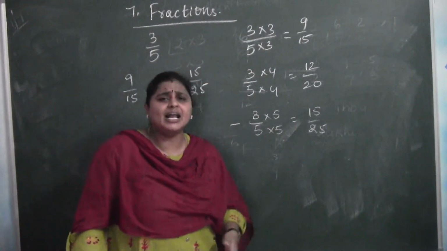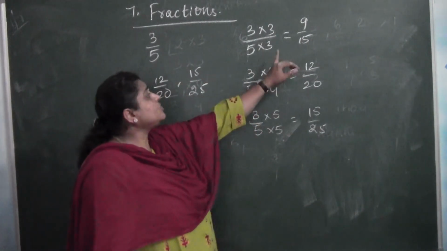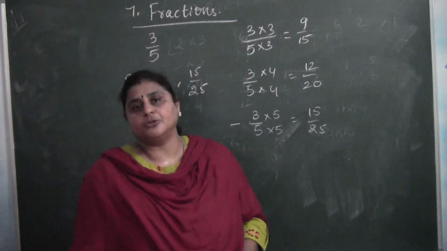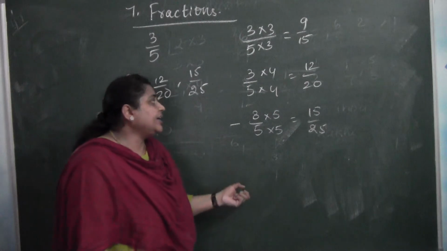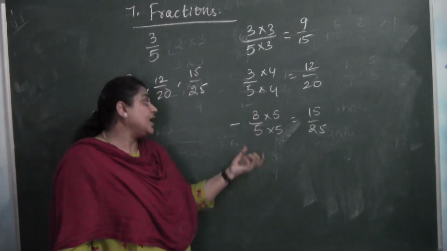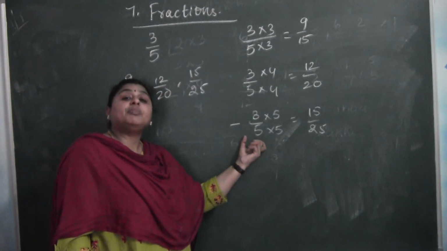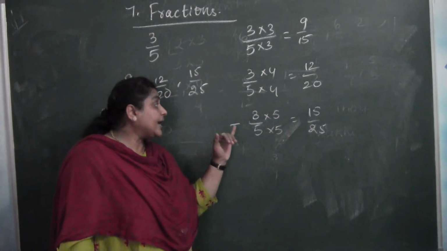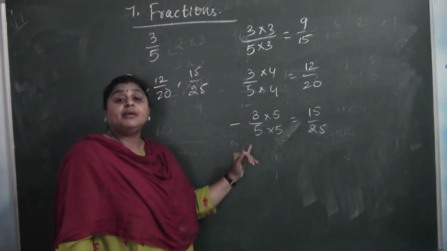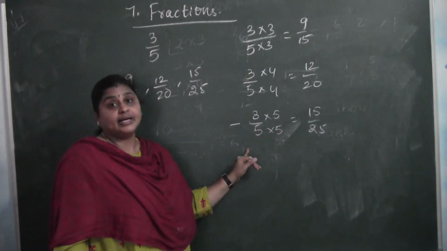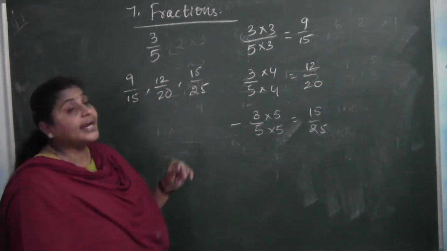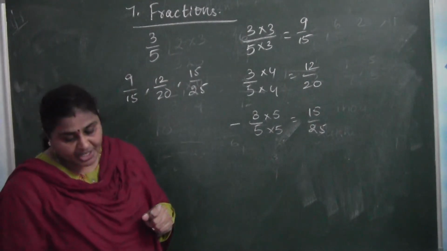So choose any number. I have chosen here 3, 4, 5. Apart from this, you can choose any number also. If I need 4 equivalent fractions, again I will multiply 3 by 5 with another number. But whatever the number you are multiplying to the numerator, the same has to be multiplied with the denominator. Got it, children? So this is how you will write the equivalent fractions.